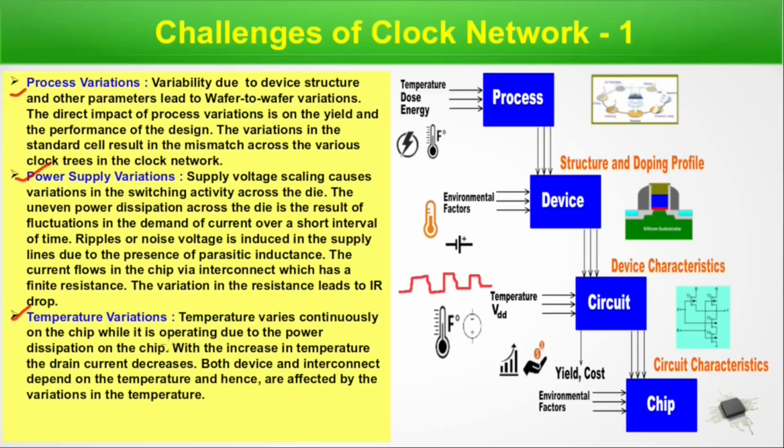Now temperature variations. Temperature varies continuously on the chip while it's operating due to the power dissipation on the chip. Power dissipation is there, so obviously junction temperature will increase. With the increase in temperature, the drain current decreases. Both device and interconnect depend on temperature and hence are affected by the variations in the temperature. How temperature can impact, we have discussed in the reliability episode. So now let's move to the other challenges of clock network.